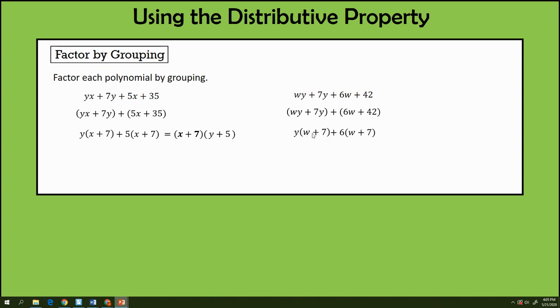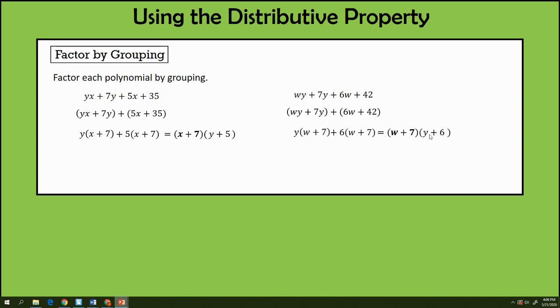So now we're going to factor this by grouping. So what do they have in common? They both have a binomial W plus 7 that they're multiplied by. So I'm going to factor that out. And when I pull that out, I'm left with Y plus 6. Okay, so there's my final answer right here.